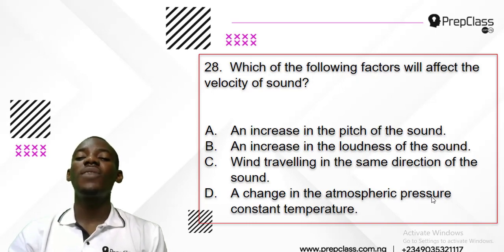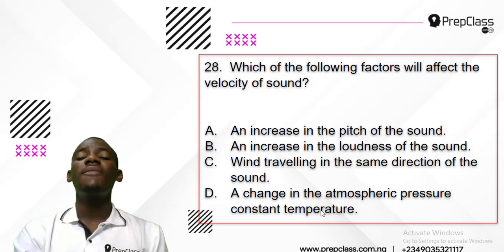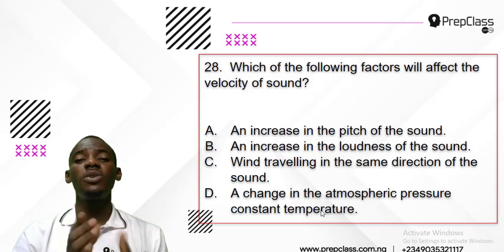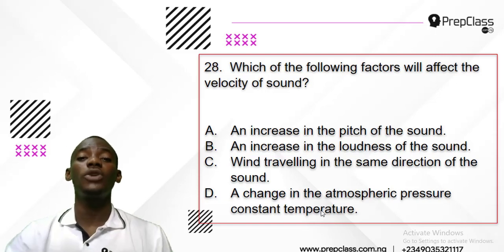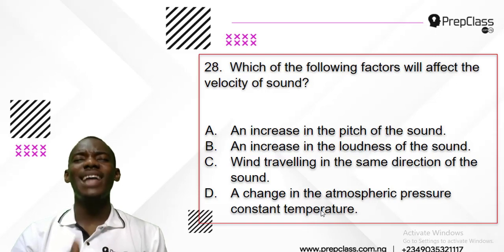Number 28 says, which of the following factors will affect the velocity of sound? We have an increase in the pitch of sound, an increase in the loudness of sound, wind traveling in the same direction as the sound, a change in the atmospheric pressure, constant temperature. So which of them? This is on sound wave. Many factors affect the speed of sound. I would have expected them to put things like temperature. Temperature affects it, and also the medium affects it, because sound travels faster in some media than in others.